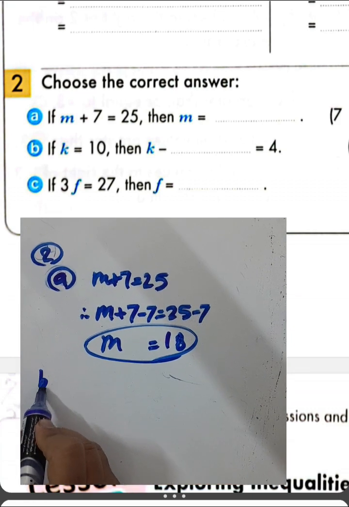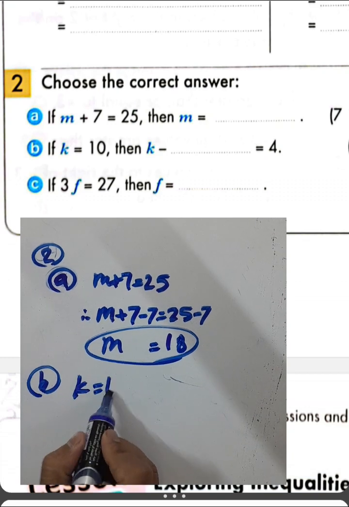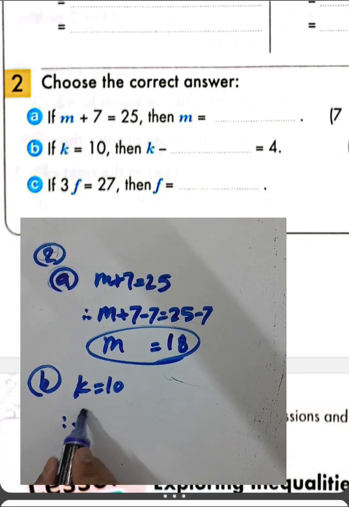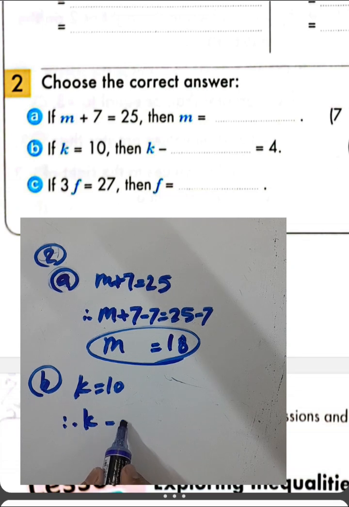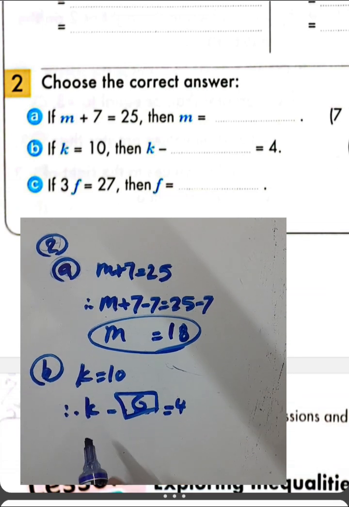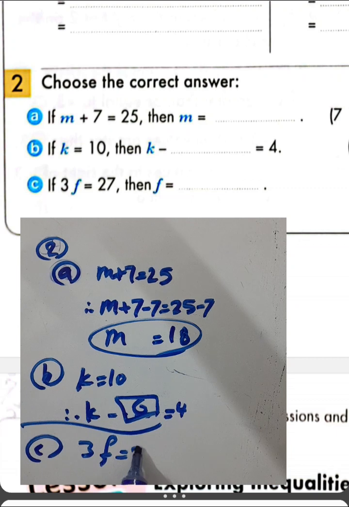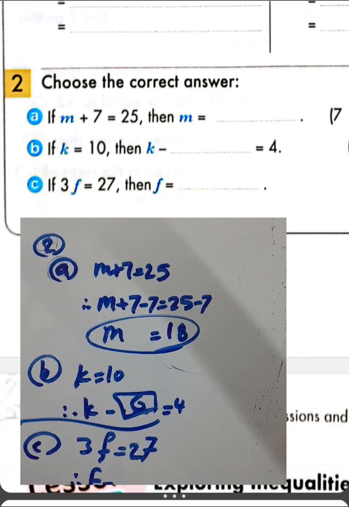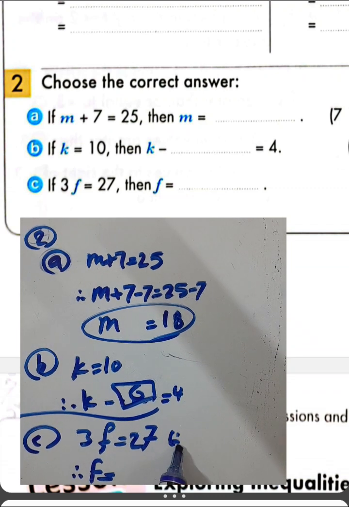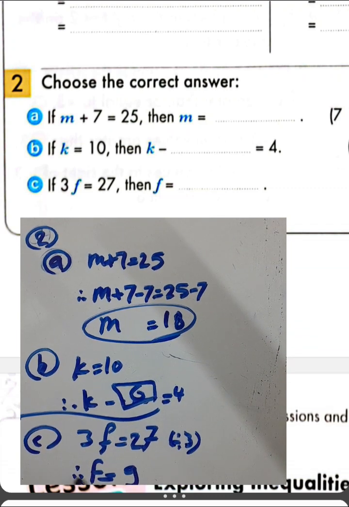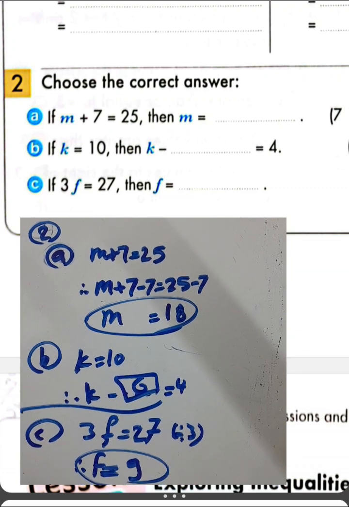Letter B. If k equals 10, then k minus space equals 4k minus 6. Write 6 in the space. Question letter C. If 3f equals 27, then f will be equal to what? 27 divided by 3 is 9. Then f here equals 9. Okay.